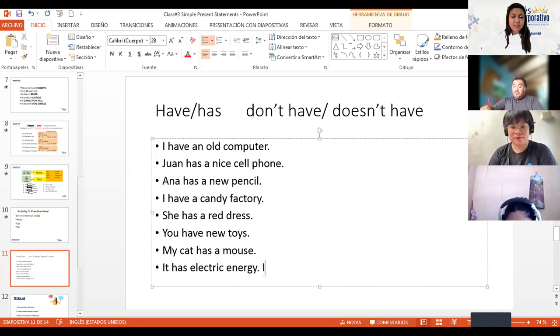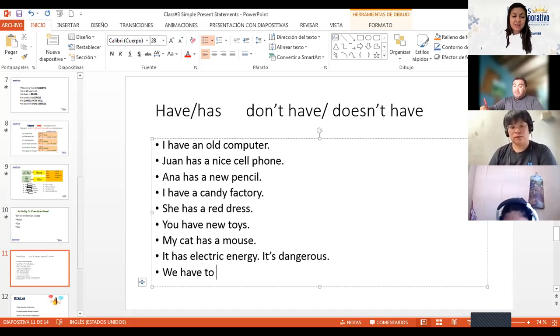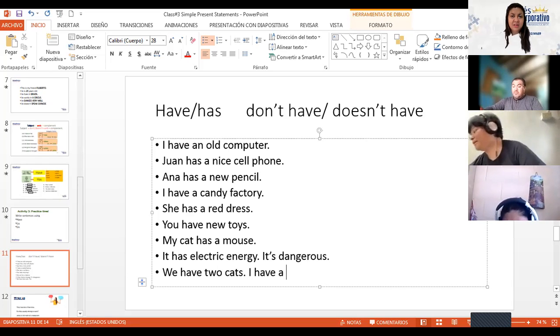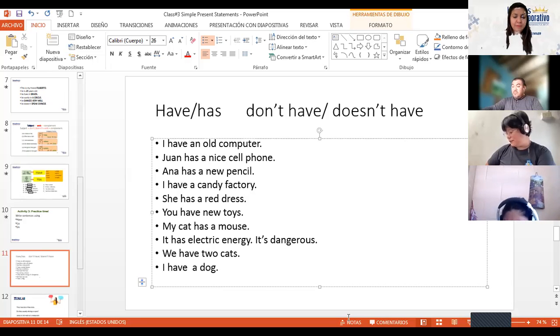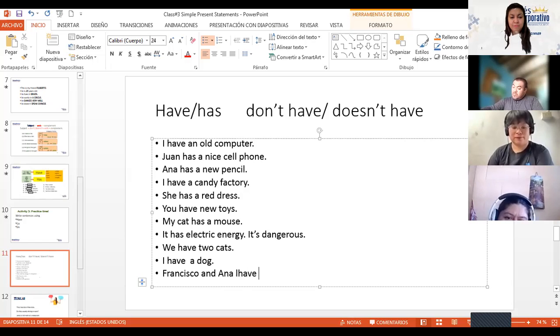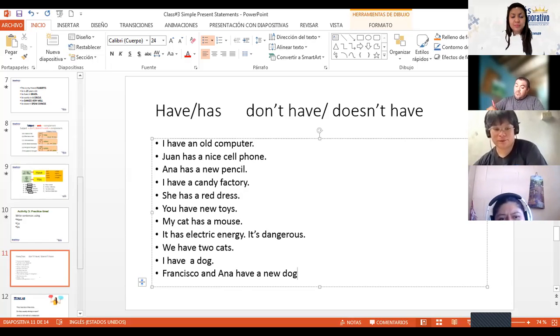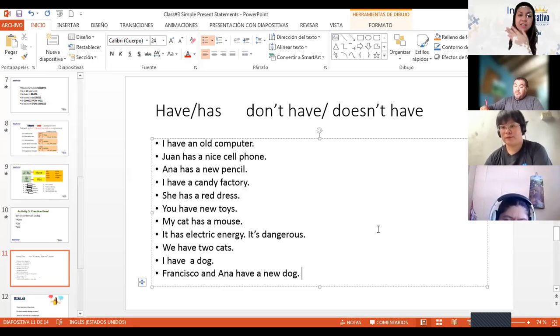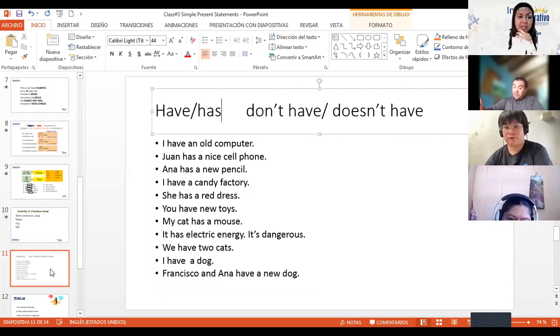It's dangerous. I have a dog. Francisco and Anna have a new dog. We have two cats. Francisco y Ana have a new dog. Entonces, cuando es tercera persona singular, he, she, or it, es que cambia, ¿verdad? Con has and doesn't have. Ahora bien, vamos a hacer un ejemplo con do.